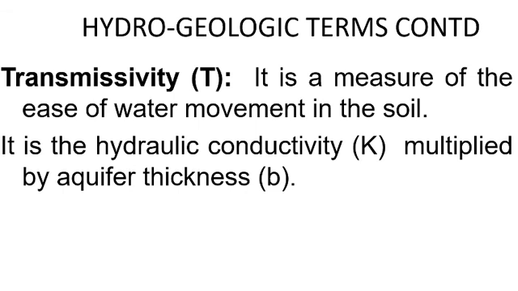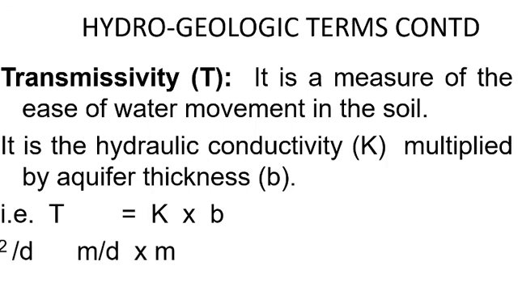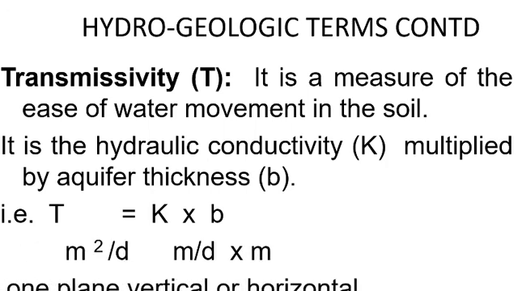Transmissivity is the reverse, and in this case we are more concerned with the hydraulic conductivity. This is one of the parameters, and when we multiply it by the thickness of the aquifer, it gives us the transmissivity of that layer or aquifer. So the expression is K into B for the determination of transmissivity.